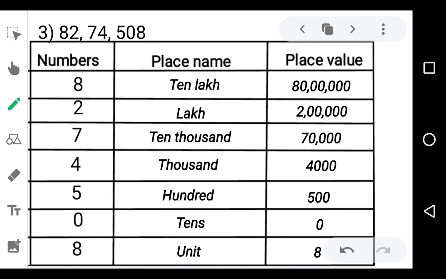Now see the next one. See here, this is 82,74,508. Here 8 is at 10 lakh place, its place value is 80 lakh. 2 is in the lakh place, its place value is 2 lakh. 7 in the 10,000 place, its place value 70,000. 4 in the 1,000 place, its place value 4,000. 5 in the 100 place, its place value 500. 0 in the tens place, its place value is 0. Then 8 in the unit place, so it is 8.